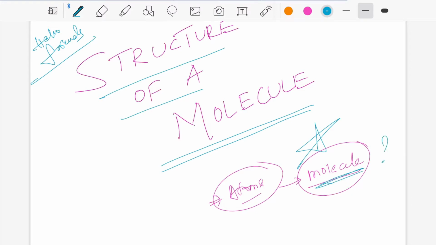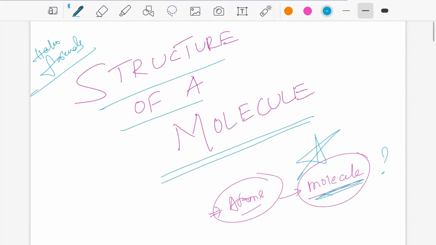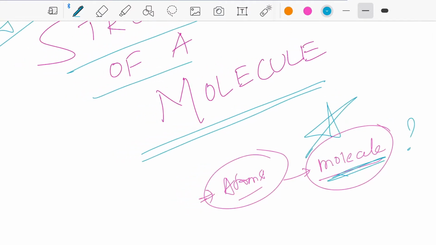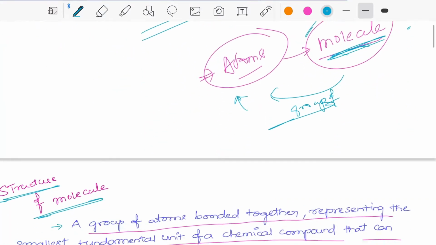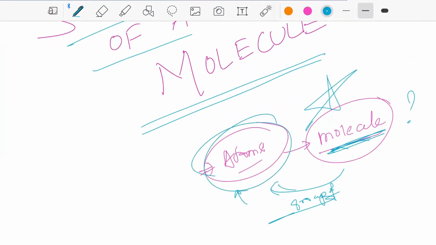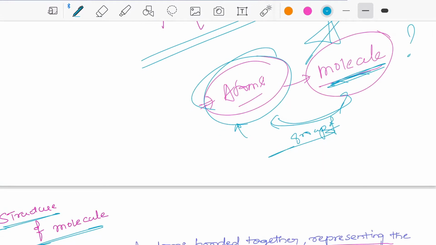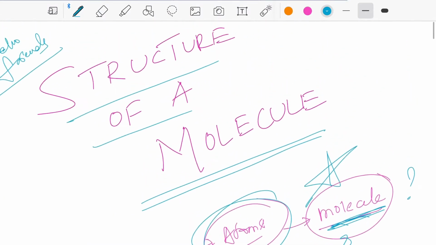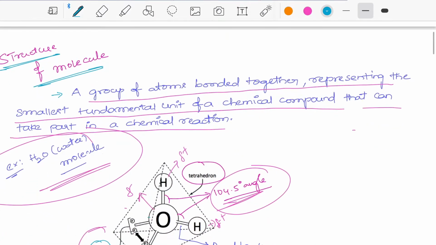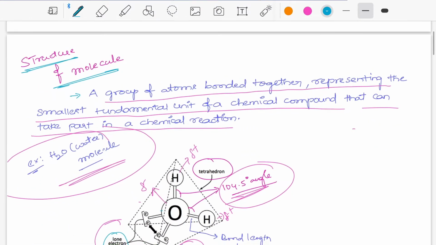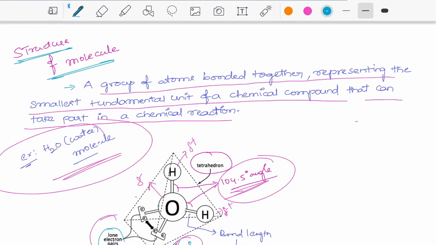Friends, a molecule is a group of atoms. Okay, we discussed atoms. By combining the atoms, we'll get a molecule. A molecule is an aggregation of atoms. Okay, so what is the structure of a molecule? This topic is about the structure of a molecule and also the types of bonding between the atoms. We discuss both of them.